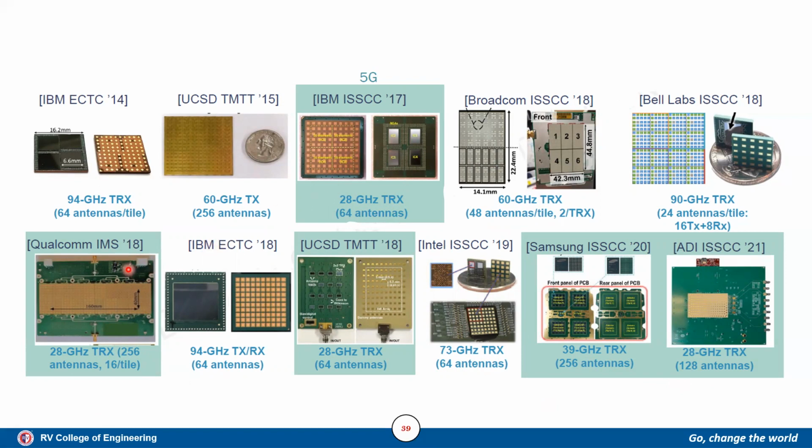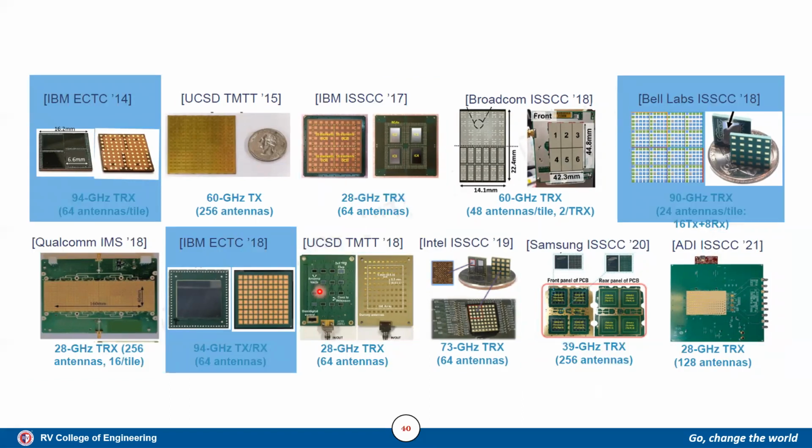Others are Qualcomm IMS, released in 2018, UCSD TMTT, released in 2018, Samsung ISSCC, released in 2020, and ADI's ISSCC 2021, which is designed at 28 gigahertz. And these are suspected to be used for 6G. IBM's and Bell Labs' releases support higher millimeter wave technologies, around 94 gigahertz. IBM's ECTC 14 and ECTC 18 support 94 gigahertz transmission, and the Bell Labs ISSCC 2018 supports 90 gigahertz transmission.